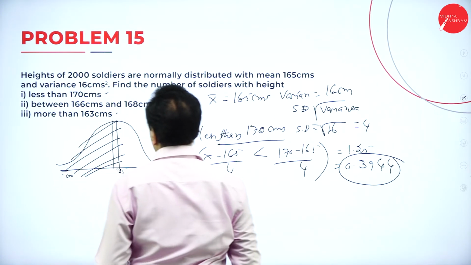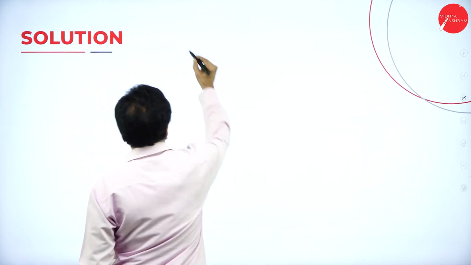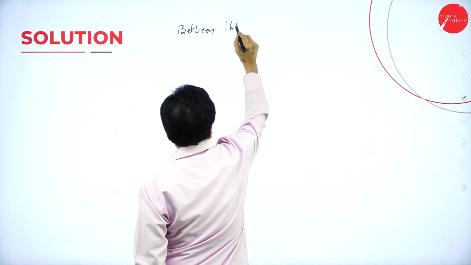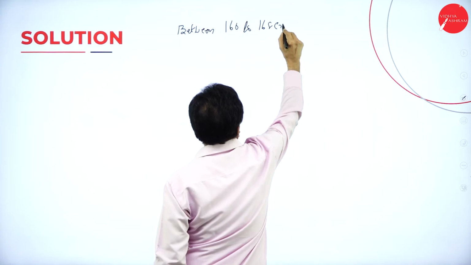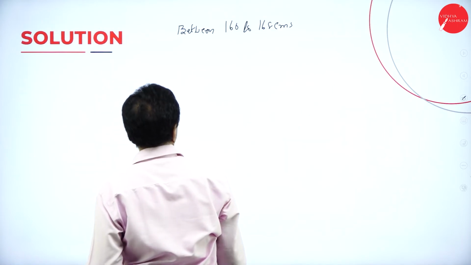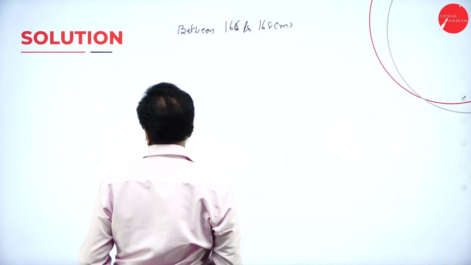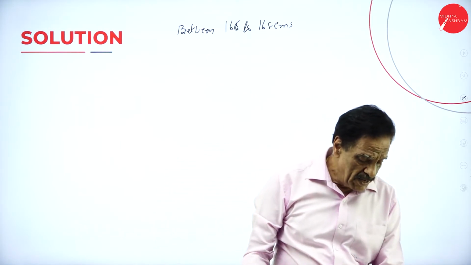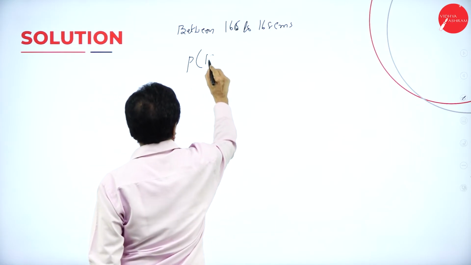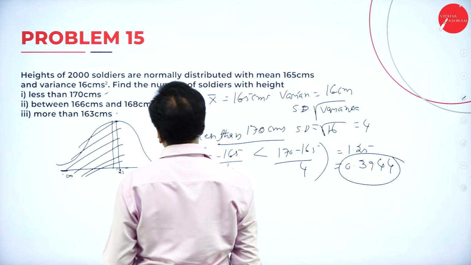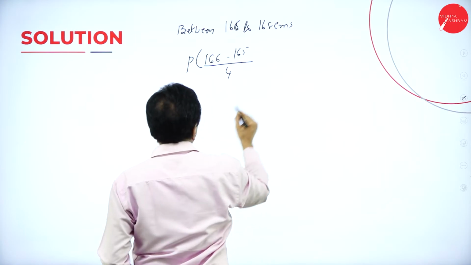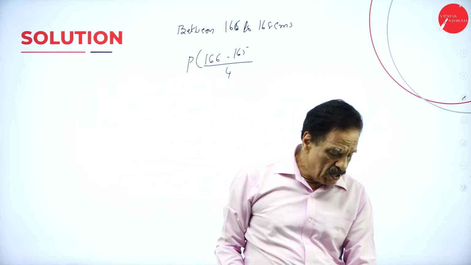Between 160 to 168 centimeters, between 166 to 168 centimeters. X minus mu. What is the x value? 166. Your mean is 165. Standard deviation is 4.